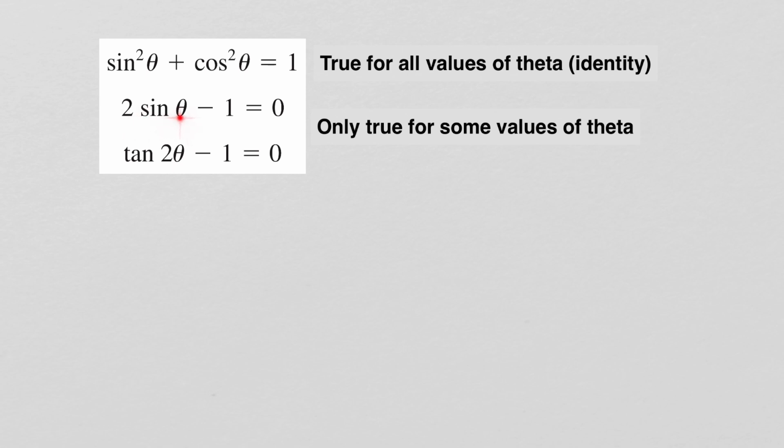2 sine of theta minus 1 equals 0 is only true for certain values of theta, but not all values of theta. The same is true for the second equation here. So some equations need solving. Other equations that are true all the time we call identities. So in this video, we're going to focus on equations that need solving.